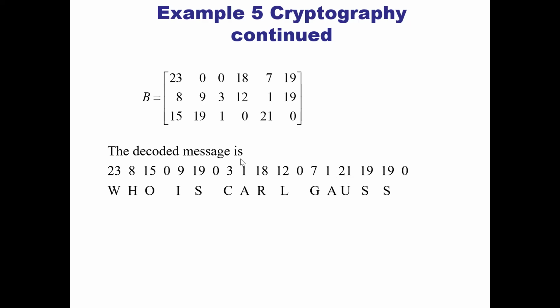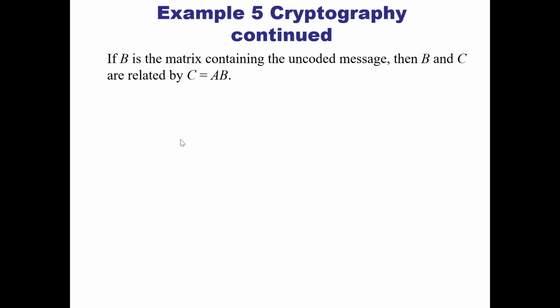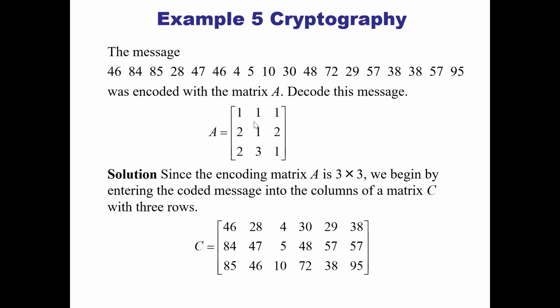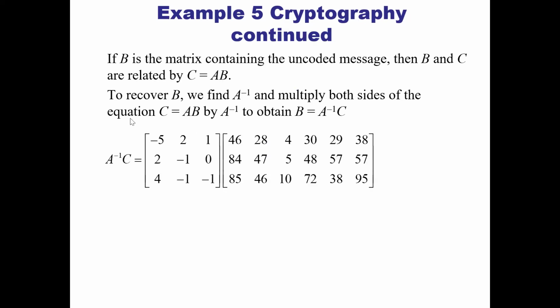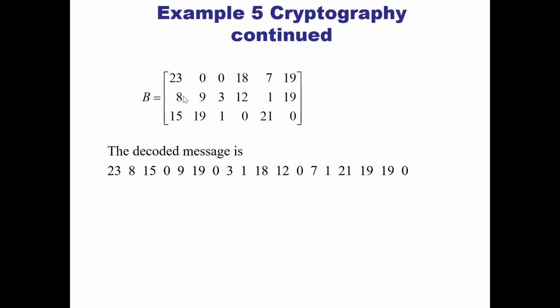So again, a lot of this cryptography can be done this way. If we know A and we know C, then we can do it in our calculator and just type in A inverse C, and we get out our matrix. Immediately we can decode it using our key, and we get "Who is Carl Gauss?" All right, so hopefully that will help you with some examples in our book.